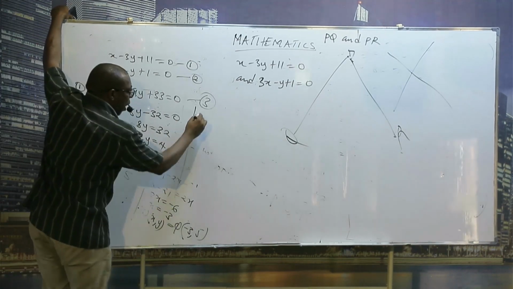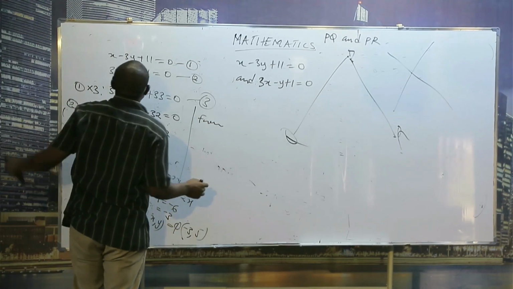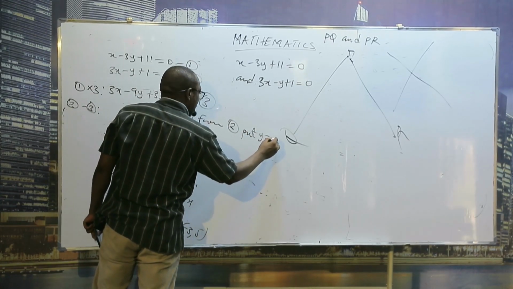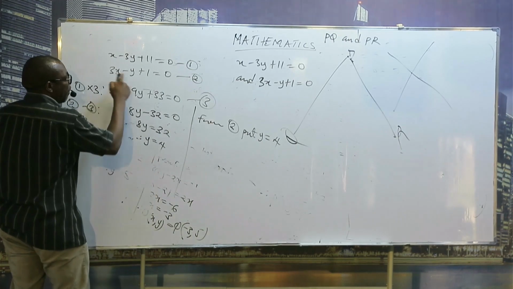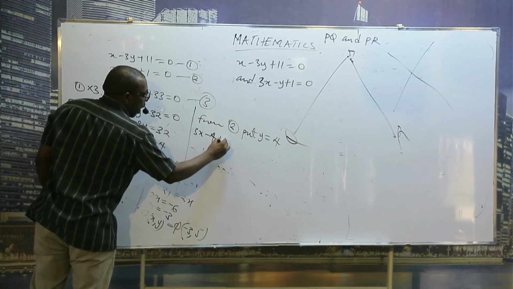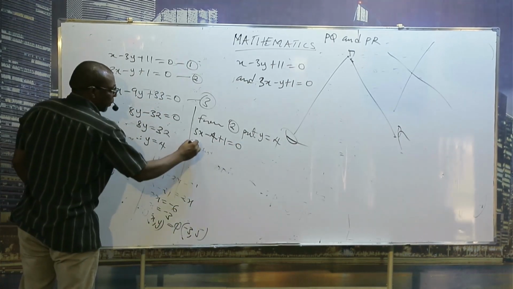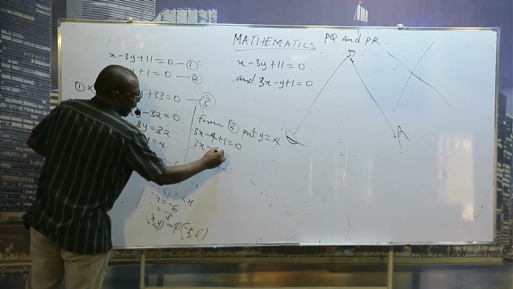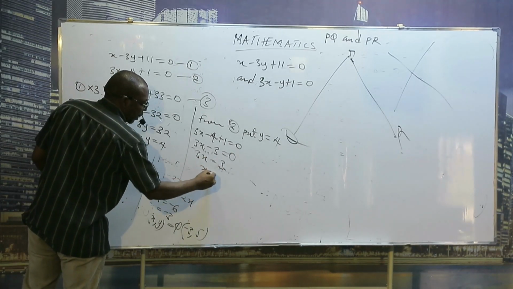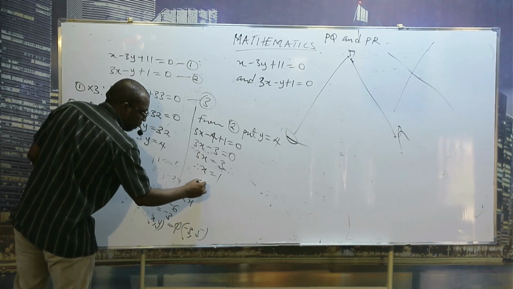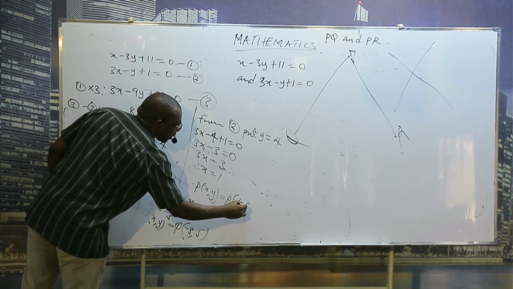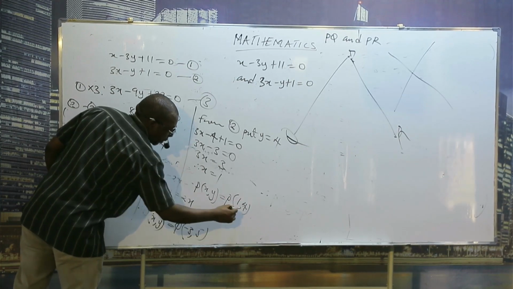Then if y is 4, from equation 2, put your y to be 4. 3x minus 4 plus 1 equals what? 3x minus 3 equals what? And 3x equals 3. And x equals what? So P, x comma y, which is P, 1 comma what? Is it 3 or 4?